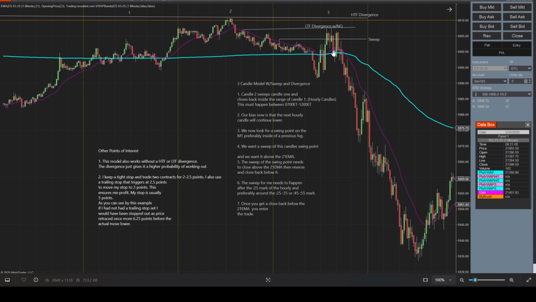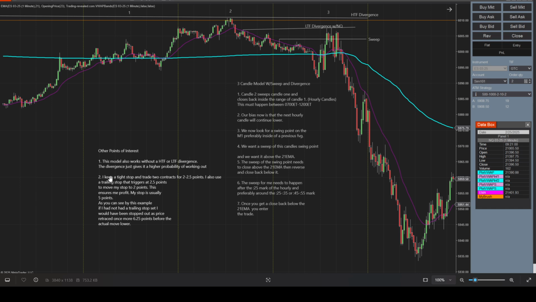Once you get the close back below the 21 EMA, you can enter the trade. I enter the trade. Okay. Other points of interest. So this works without the divergence. You don't have to have a divergence. They can both sweep, and they can both sweep the higher time frame as well. You don't have to have a divergence. It's just a higher probability that it may work out if you do have the divergence.